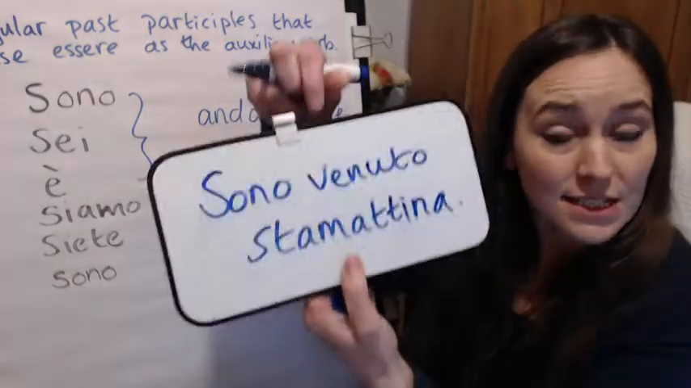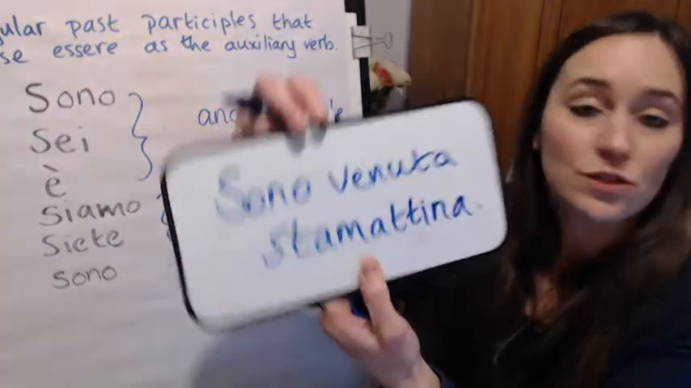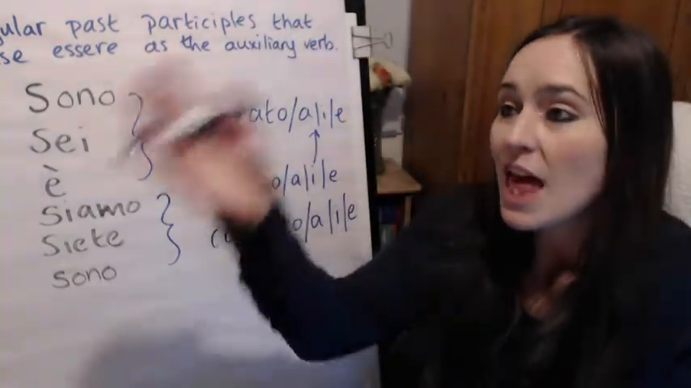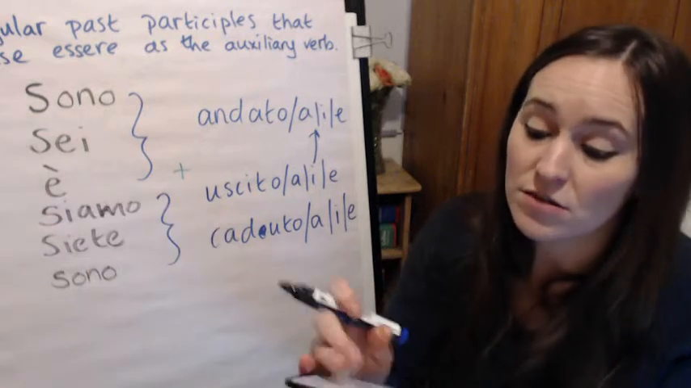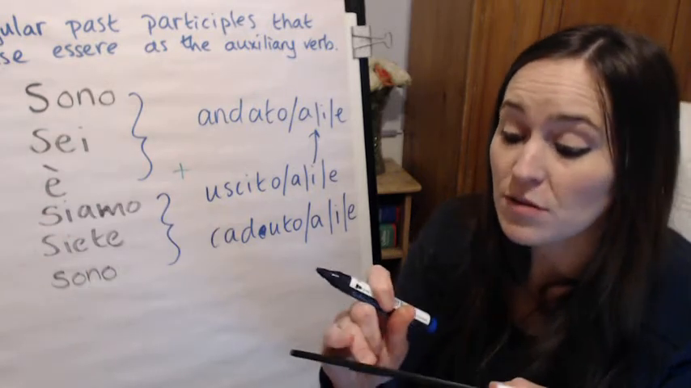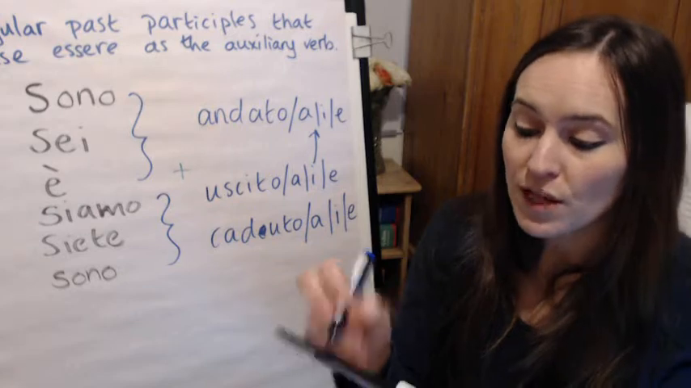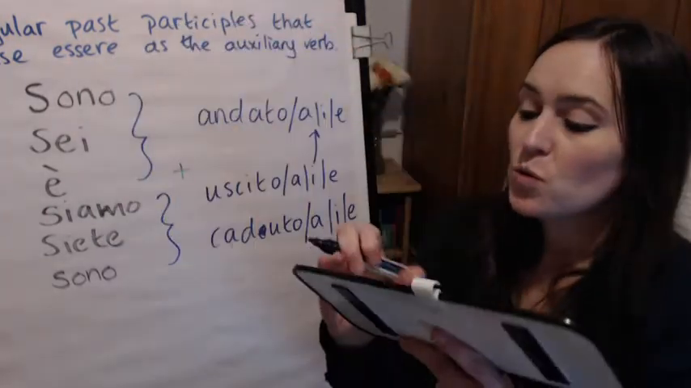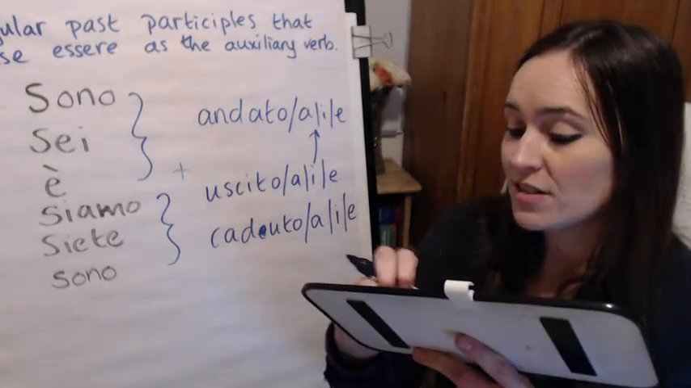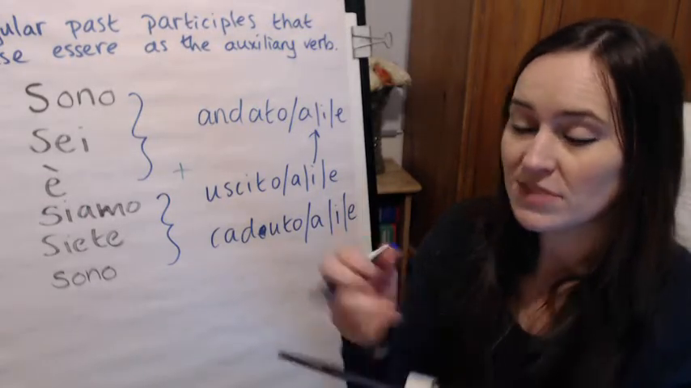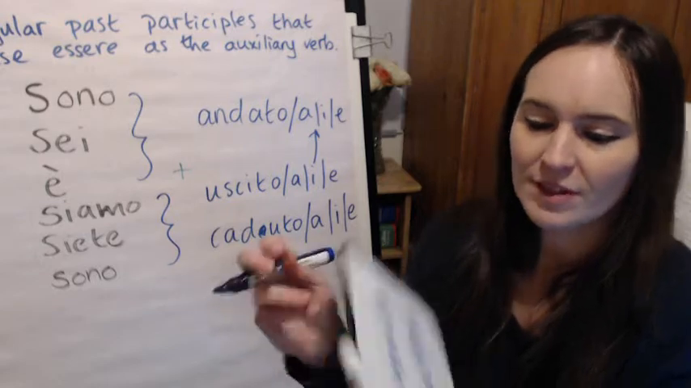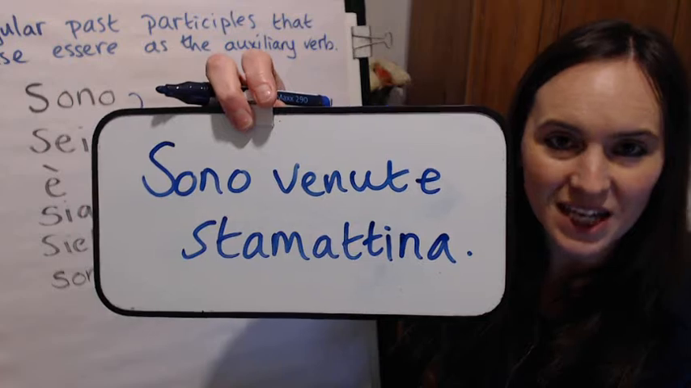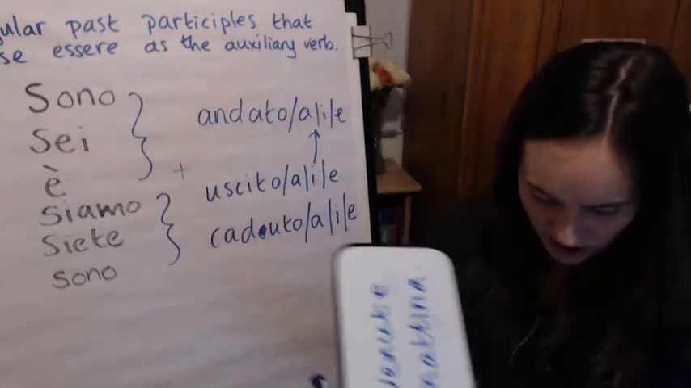If I was saying this sentence, I would say sono venuta stamattina. And if you were talking about they came this morning, like, I don't know, your parents, for example, sono venuti stamattina. And if it's your, I don't know, your sisters, sono venute stamattina. Okay, so that's how that past participle changes.